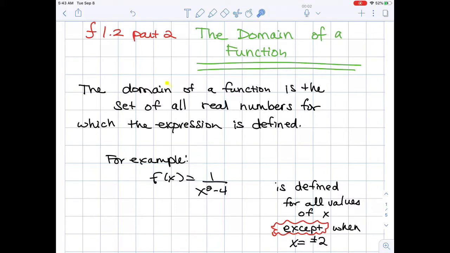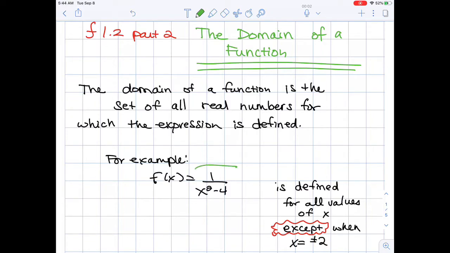So the domain of a function is the set of all real numbers for which the expression is defined. So for example, if we had this function right here, f of x equals 1 over x squared minus 4, it's defined for all values of x except when x equals plus or minus 2. And you're thinking, well, how do you know that? And here's how we know that.